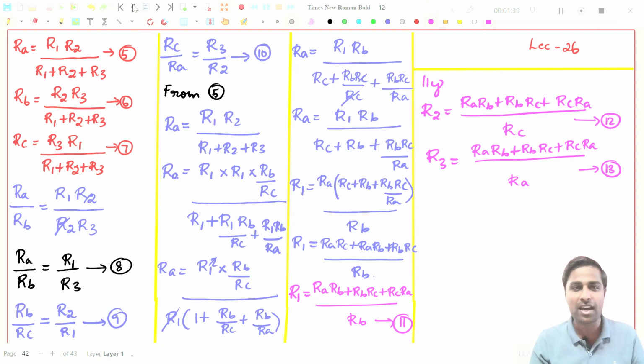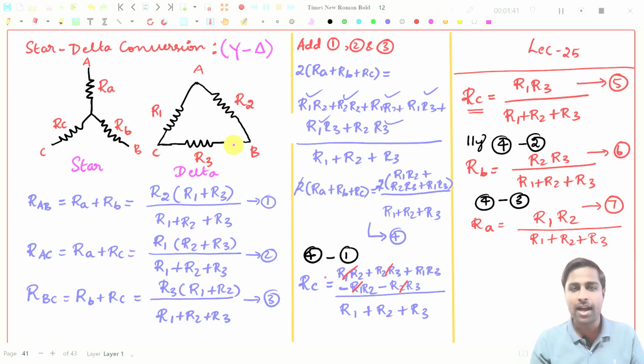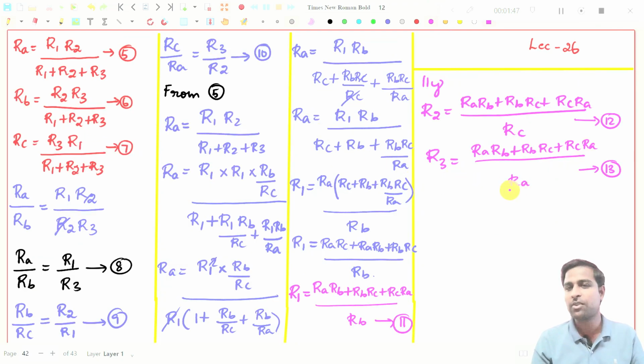As well as R3, you come here. R3 is connected between C and B, and you see the opposite resistor. What is it? RA. You write the numerator term RA RB plus RB RC plus RC RA, and then you divide it by the opposite resistor, that is RA. Very simple, right? Like that, in the R1, R2, R3 expressions, the numerator parts are the same in all expressions.